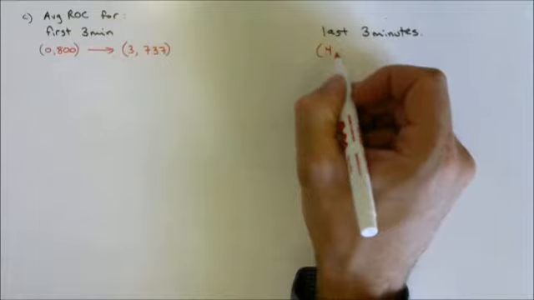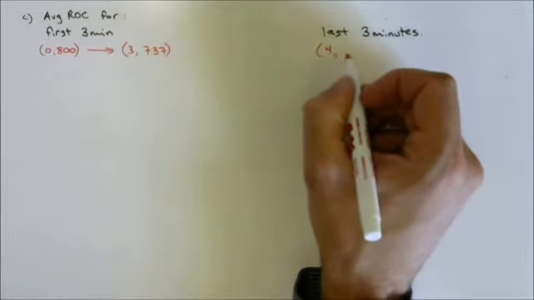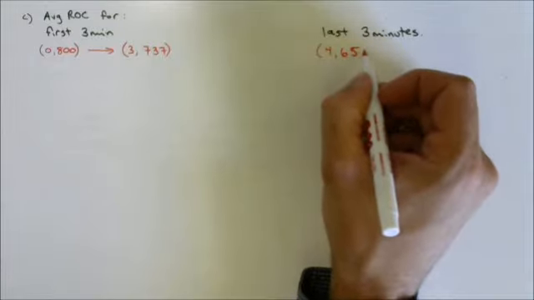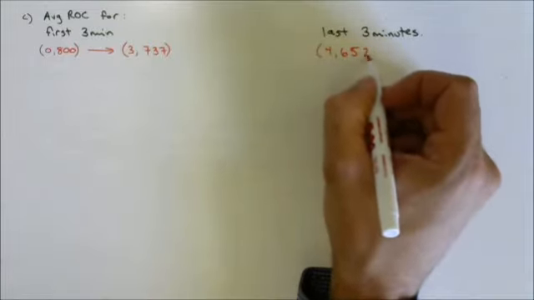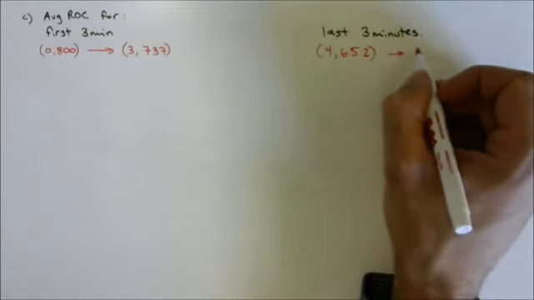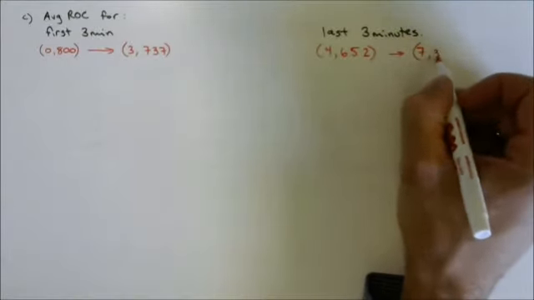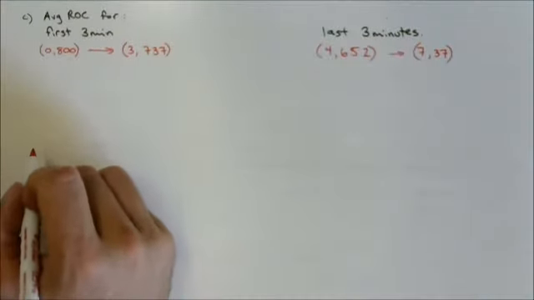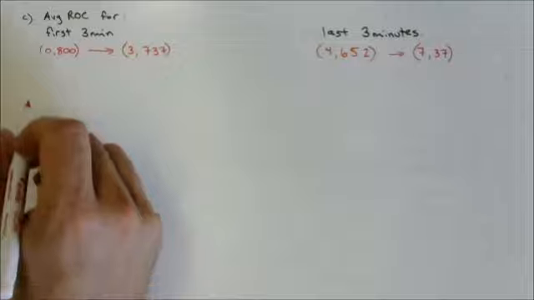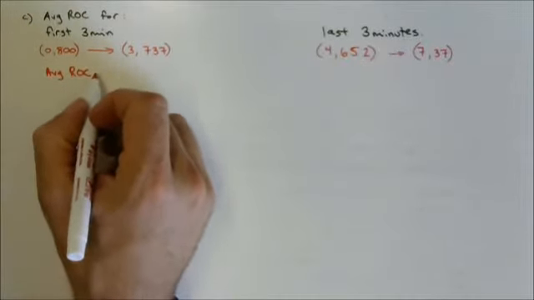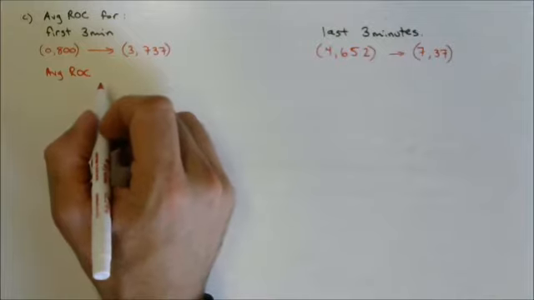So we're going from 4, whose dependent variable population is 652, to the end of 7 minutes where the population is 37. And again, we're just going to calculate the average rate of change over those 2 intervals.